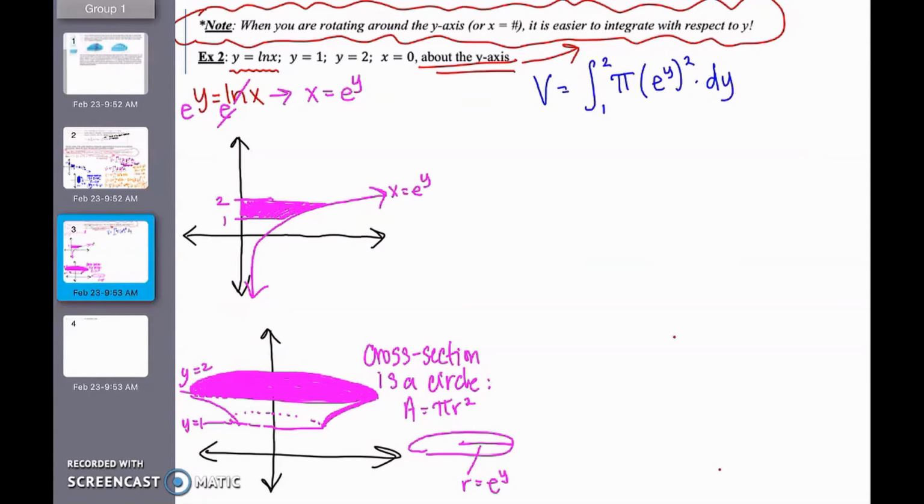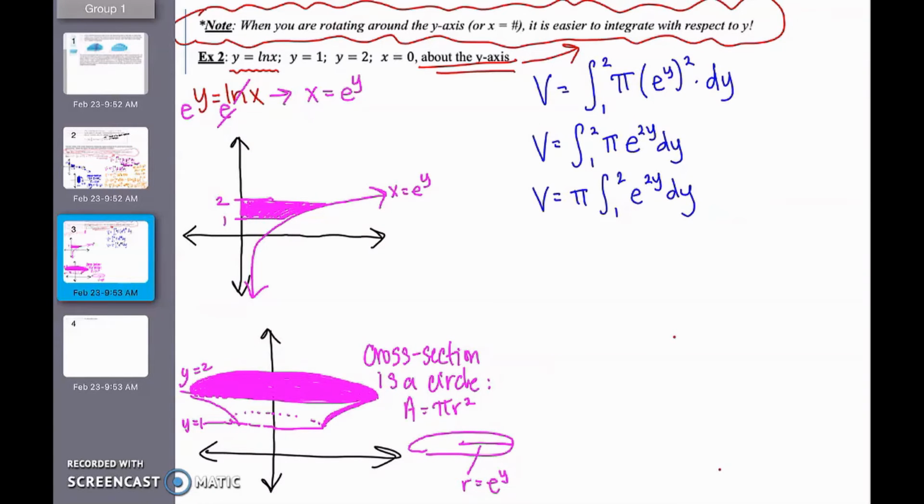And I can do a little bit of algebraic simplification. I just have a good old-fashioned exponent rule. I have a power to a power. We know that when we have a power to a power, we multiply our exponents. So this is going to be the volume from 1 to 2 of pi times e to the 2y dy. And I can go ahead and pull my pi out in front of my integral. So now I just have to integrate this.